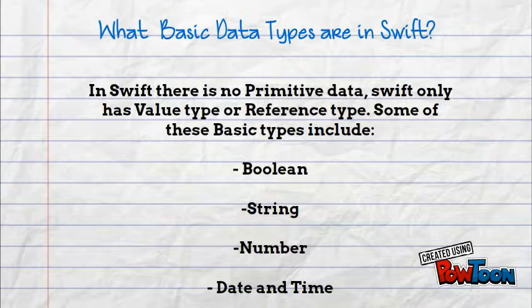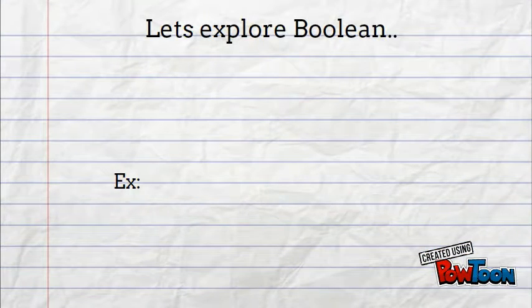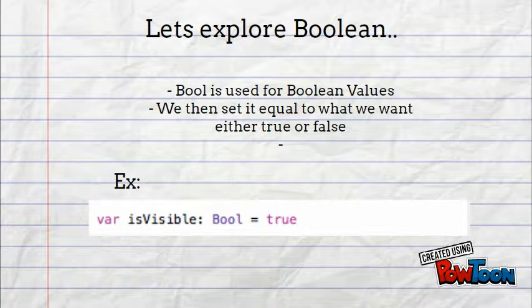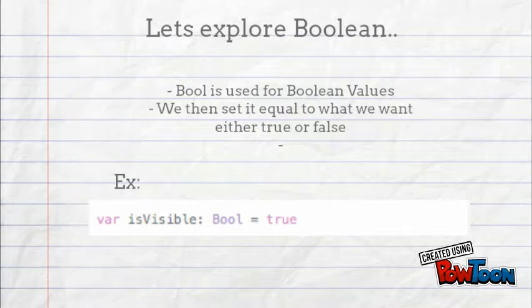Some basic data types in Swift include Boolean, string, number, date, and time. These data types have the same characteristics just like in Python and other languages such as C# and Objective-C. In Swift, we declare a Boolean value by using the word bool and setting it equal to either true or false. In Python, it's done a little differently, because all we need to do is take the variable and set it equal to either true or false, unlike here, where we use the word bool.